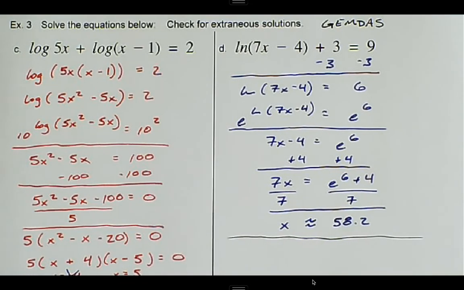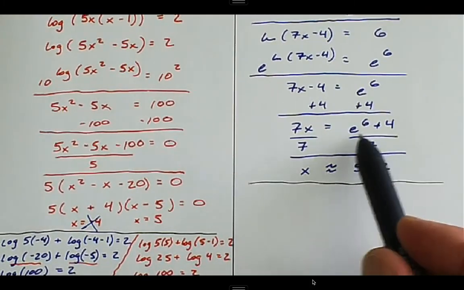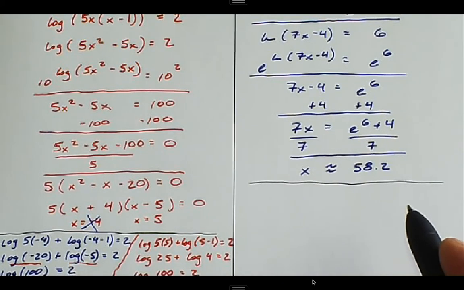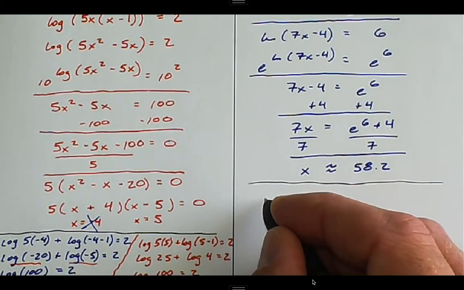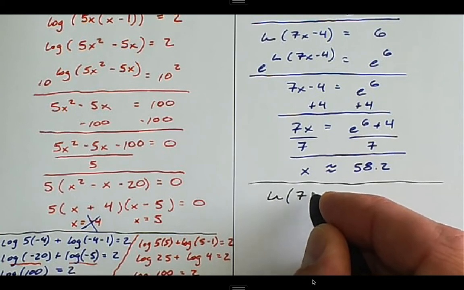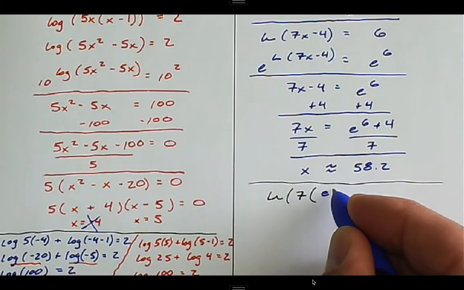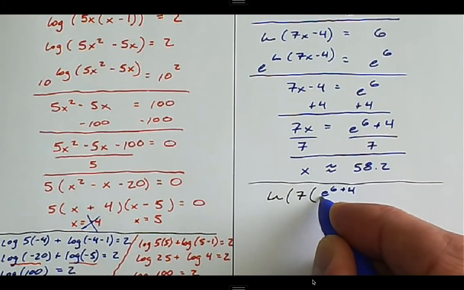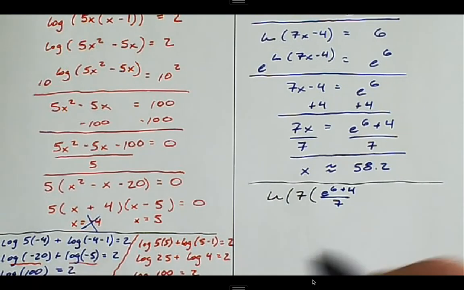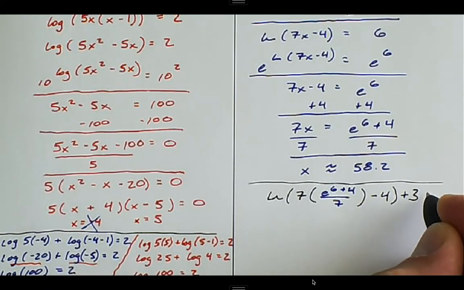We need to check to make sure that that one will work. This is an approximation, so we want to use the exact value up here when we substitute it in. And so we want to say the natural log of 7 multiplied by e to the 6th plus 4 over 7, and then we can subtract 4 plus 3. And we want to check to make sure that that is indeed equal to 9.